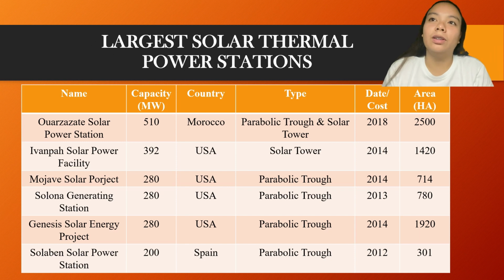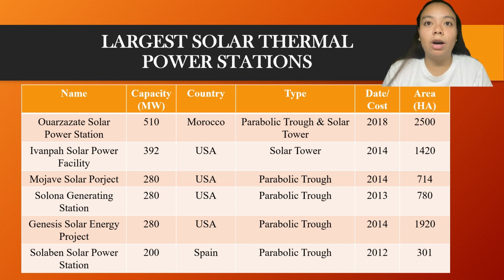Here are some of the largest solar thermal power stations. First is the Ouarzazate Solar Power Station, which has a capacity of 510 megawatts, located in Morocco. It is a parabolic trough and solar tower type, dated 2018, with an area of 2,500 hectares. Second one is Ivanpah Solar Power Facility, which has a capacity of 392 megawatts, located in USA, and is a solar tower type, dated 2014, with an area of 1,420 hectares.